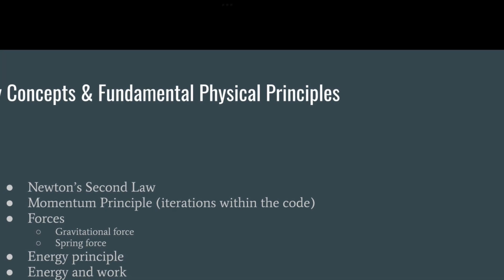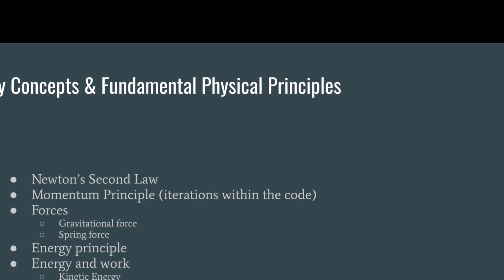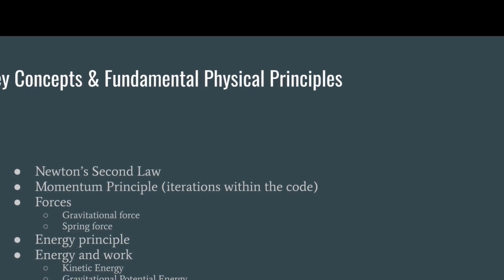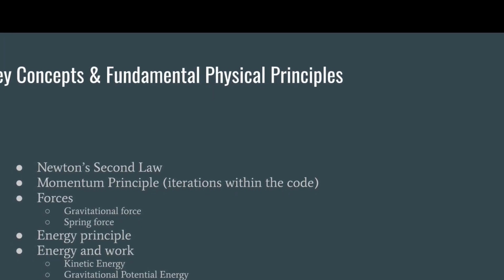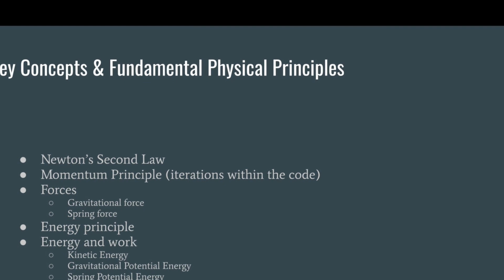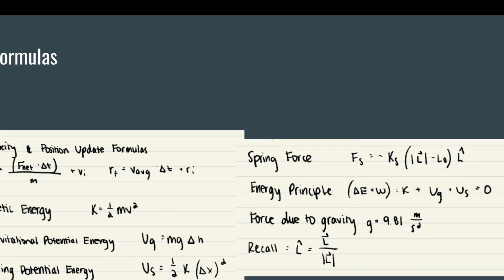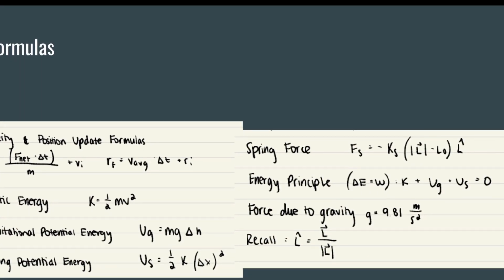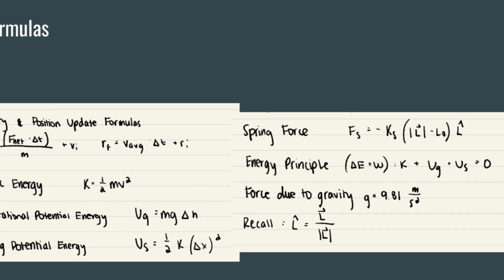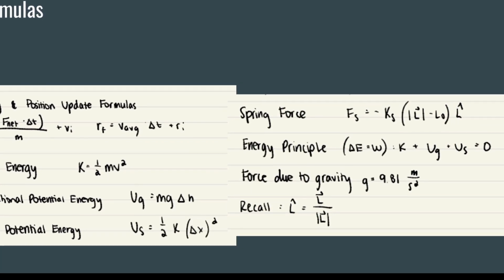So here are key concepts and fundamental principles for this lab. We are using Newton's second law and the momentum principle again. The momentum principle within the iterations and the code to update the velocity and position formulas, which you will see in the next slide. And then for forces, we have the gravitational force, the spring force, and you will also be able to see those formulas. And then we are using the energy principle and the different forms of it. This includes kinetic, gravitational potential, spring potential, and our total energy. And you can see all of these equations here, and for this lab, it is important to recall how to take a unit vector by dividing a vector by its magnitude.